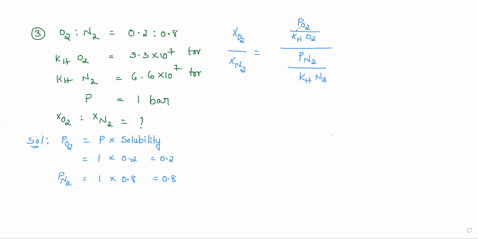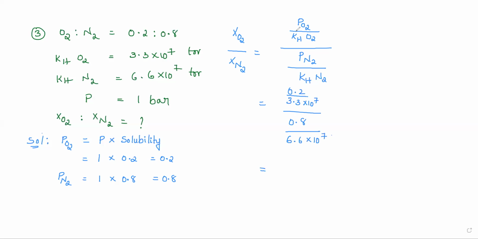So now you can substitute the values. Pressure of oxygen, how much you got? 0.2. Henry's law constant for oxygen is 3.3 into 10 power 7. Next, pressure of nitrogen is 0.8, upon Henry's law constant for nitrogen, which is 6.6 into 10 power 7.